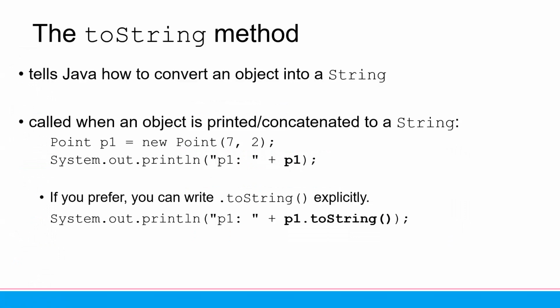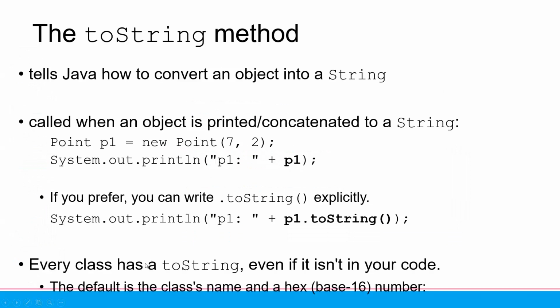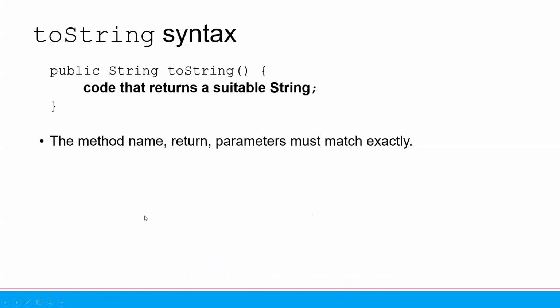But what we expect to do with this toString is that it is an already built-in method in Java. Even though you do not write this method, Java has it. Every class has a toString. So when you create a class, you will also have the toString method, even if it is not in your code. The default output has the class name and a hexadecimal value based on base 16.